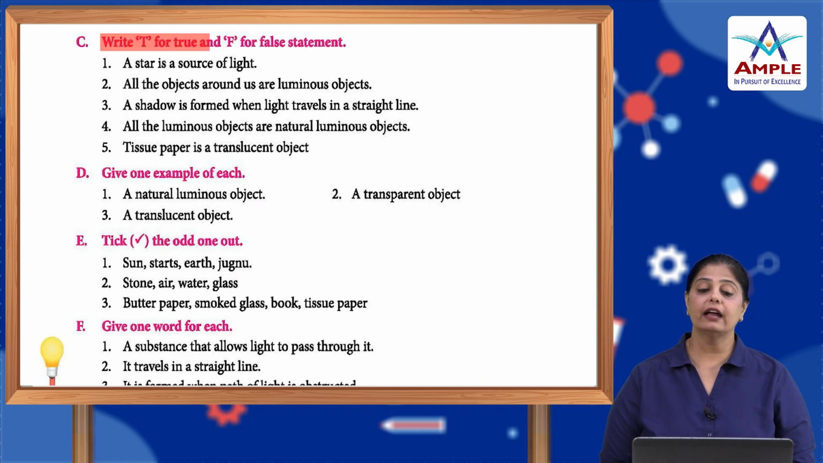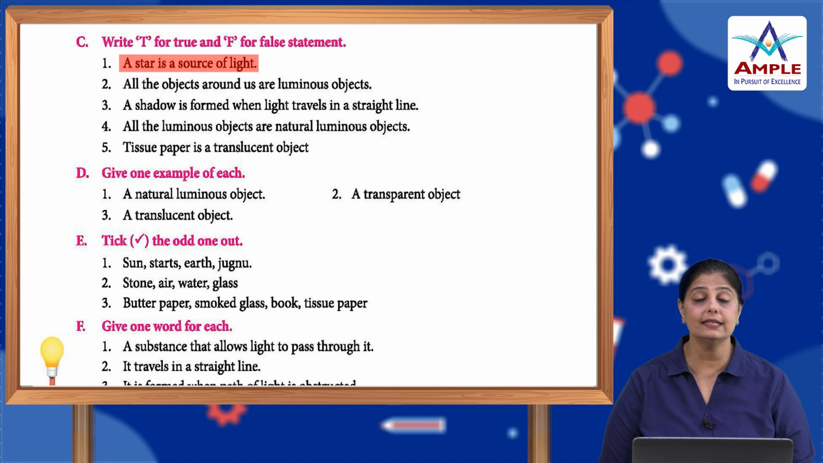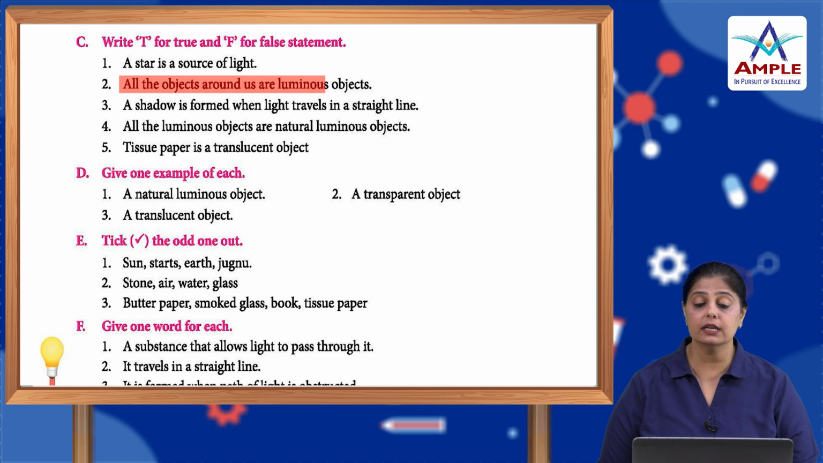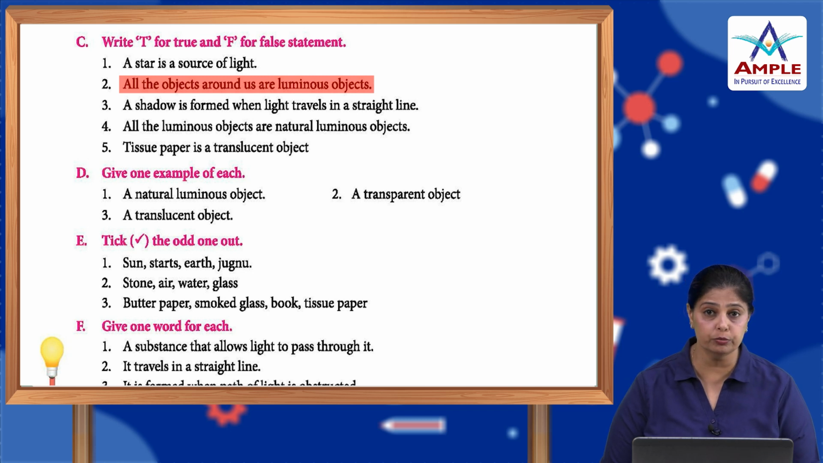Alright. Now, write T for true and F for false statements. A star is a source of light? Yes. Okay. It gives us light during the night. All the objects around us are luminous objects? False. Okay. It is about the light that falls. So, this is false, not all objects are luminous objects.